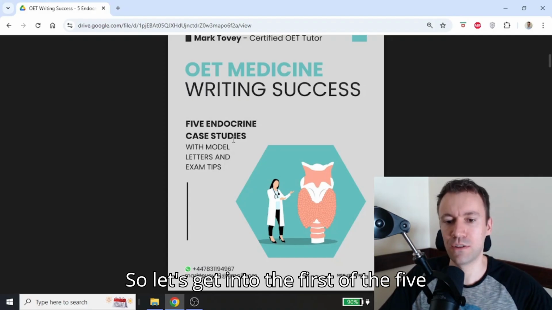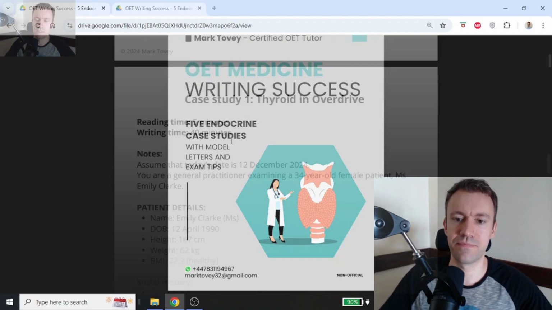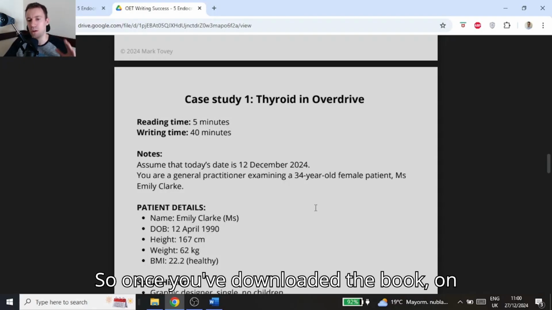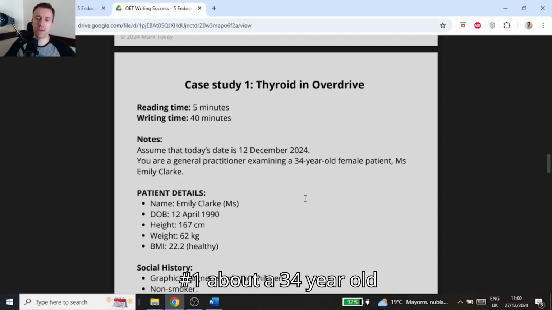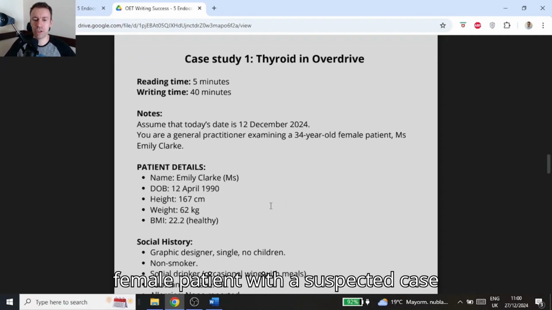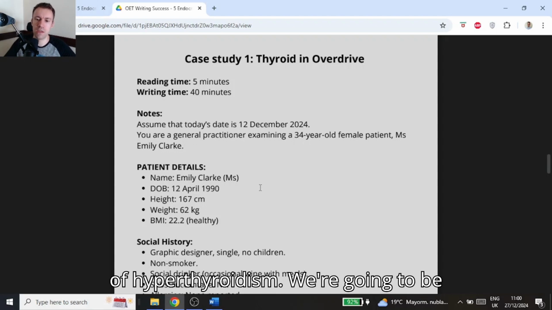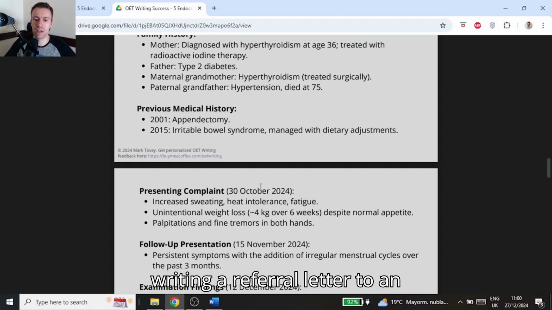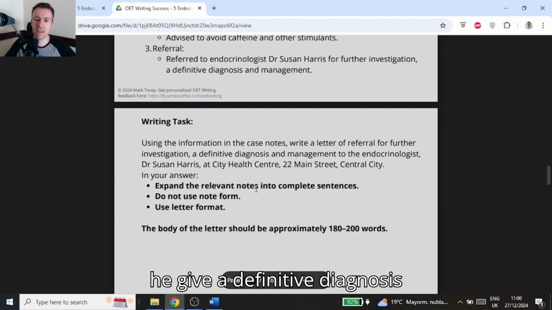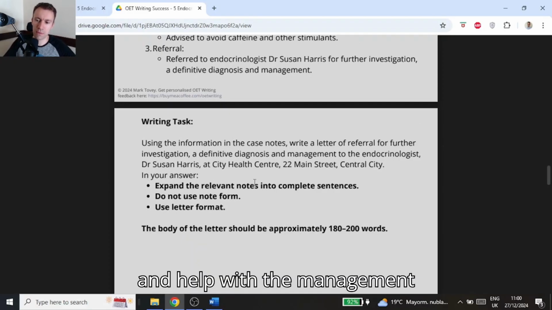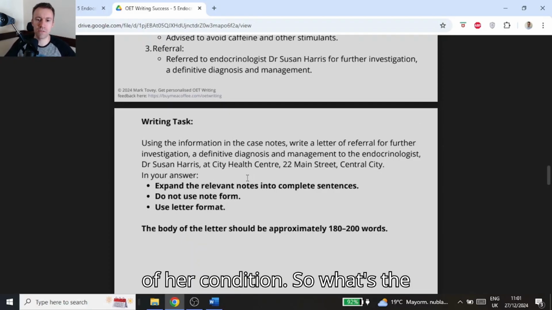So let's get into the first of the 5 case studies. Once you've downloaded the book, on page 16, we've got the case study number 1 about a 34-year-old female patient with a suspected case of hyperthyroidism. We're going to be writing a referral letter to an endocrinologist requesting that he give a definitive diagnosis and help with the management of her condition.